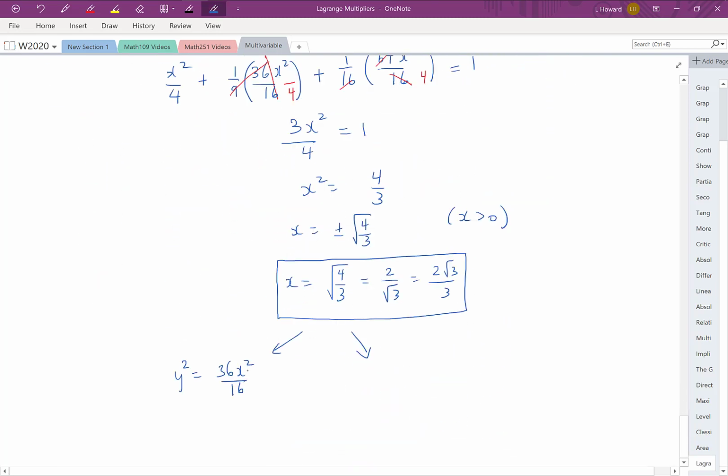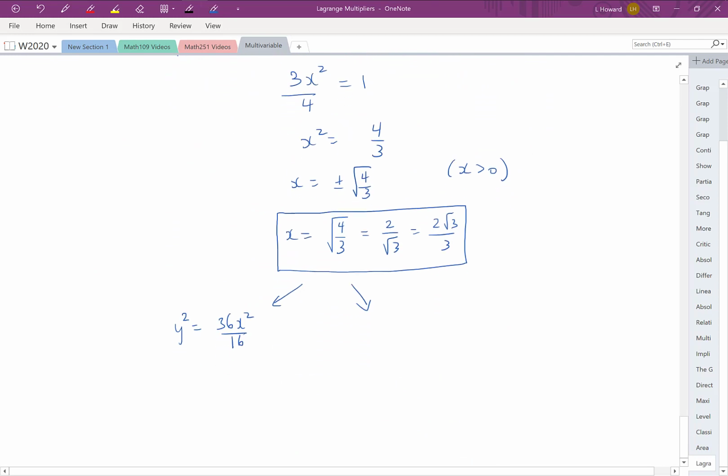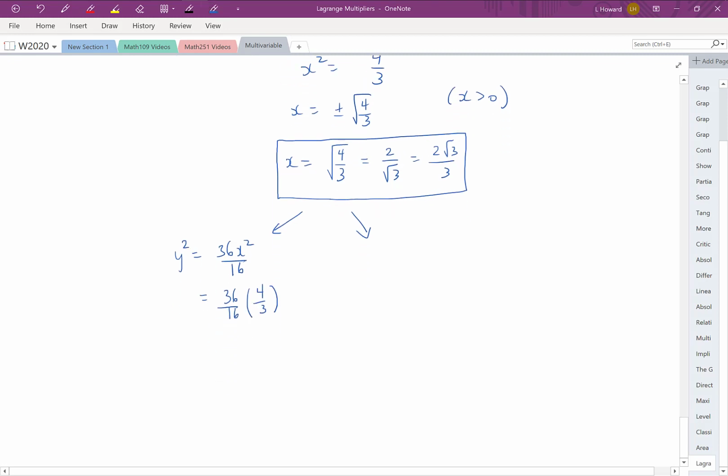Okay, let's just go back to where we said x squared was equal to 4/3. So we get 36 over 16 times 4/3. We'll just simplify that and figure out what y squared is coming out to. So if you try this on your calculator, that comes out to 3. That tells us y is going to be either plus or minus root 3. But again, because it's representing a length or a dimension of this box, then we can say y equals root 3. We know x is equal to 2 root 3 over 3, so we're almost there. Now we just need to get z.